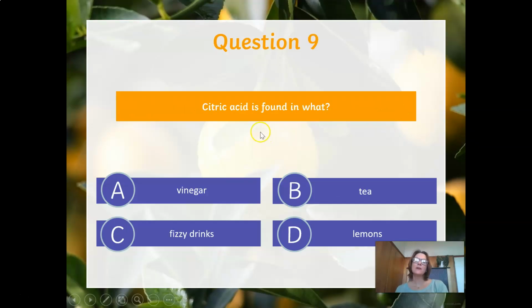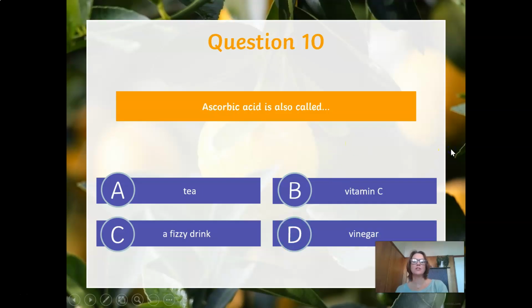Question 9. Citric acid is found in what? Grade 7. Citric acid, we spoke about it right in the beginning. Is it A, vinegar, B, tea, C, fizzy drinks, or D, lemons? Citrus fruit, lemons. Question 10. Ascorbic acid is also called A, tea, B, vitamin C, C, a fizzy drink, or D, vinegar? What would you go with? And I told you it was very important that you're taking this right now during this lockdown, building up your immune system. It is vitamin C.